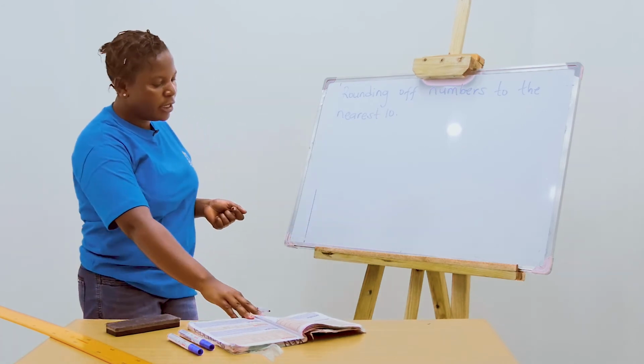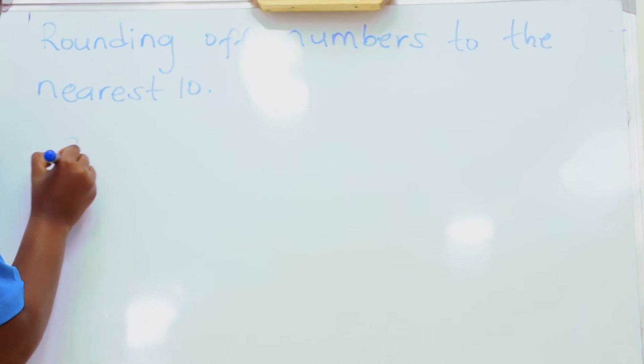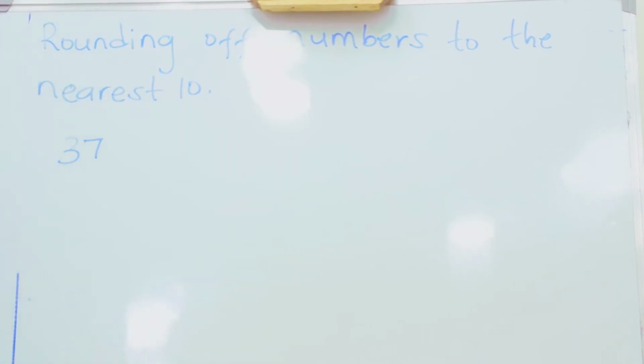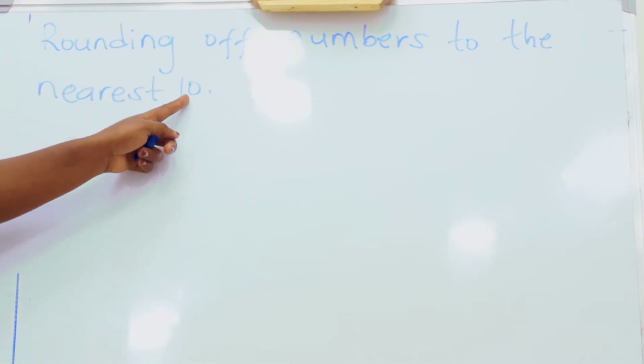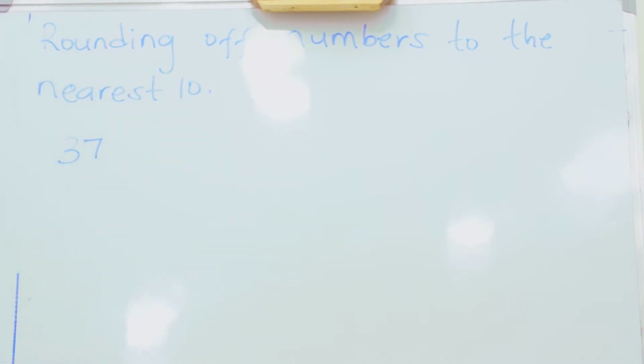I have 37. I need to round off 37 to the nearest 10. So what I'm going to do when we are rounding off numbers, you look at the last number. Our last number here is 7. So I ask myself, has 7 reached 5? Yes, 7 has even passed 5.